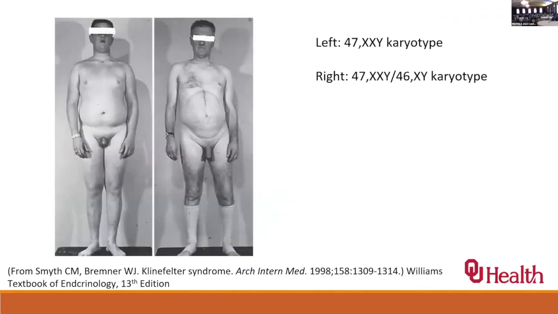Just really quickly too, this old picture from Williams shows some things we're talking about with Klinefelter. On the left, we have the classic 47XXY karyotype, and on the right, we have the mosaic form. Clearly, the man on the right has more signs of androgen. So we have, of course, more body hair, what appears to be less fat mass, larger penis size, probably more muscle mass as well, just in general. And so these are some of the differences we see between mosaicism as well as the classic form.